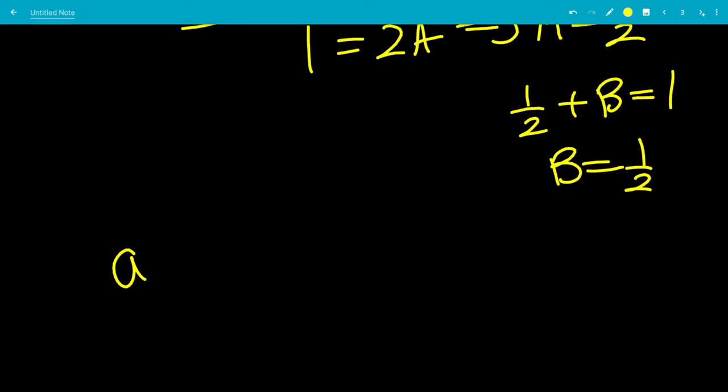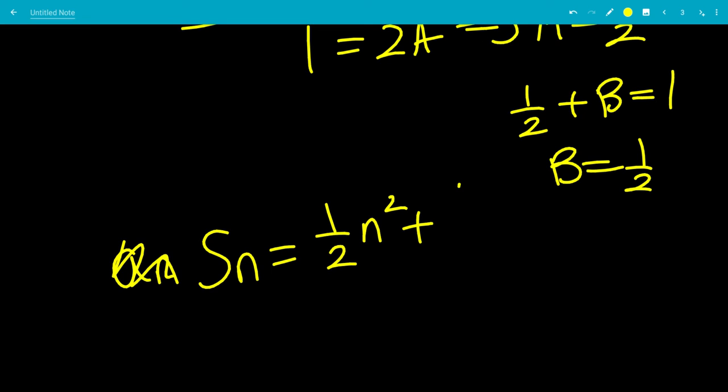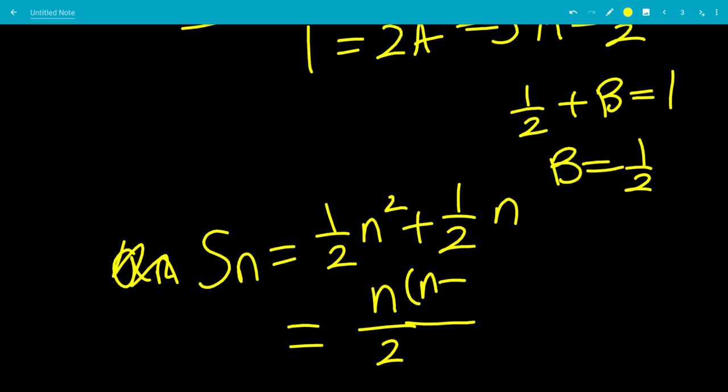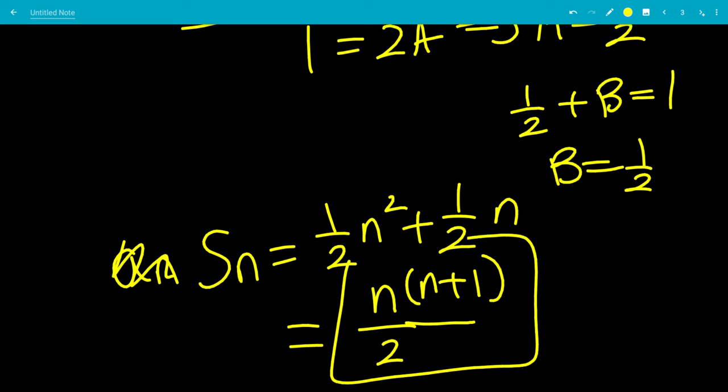So that means that S of n will be 1/2 n squared plus 1/2 n. You can factor out an n over 2, then you'll be left with n plus 1. So that is the second way of doing this sum. Now let's do the semi-proof, or the non-formal proof.